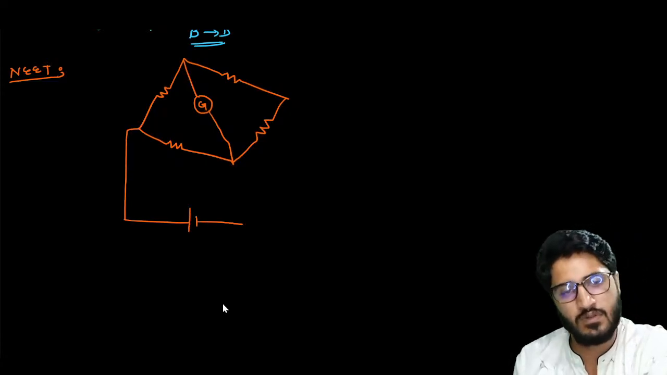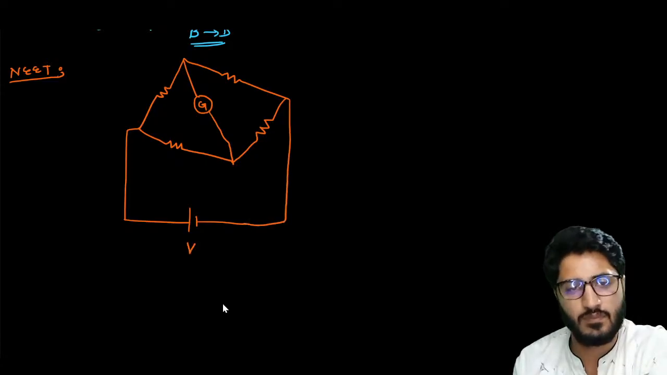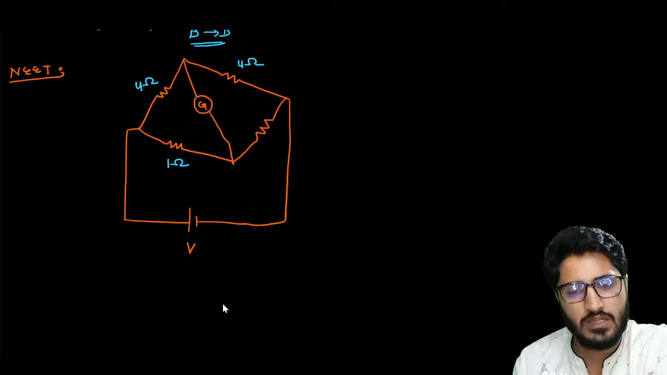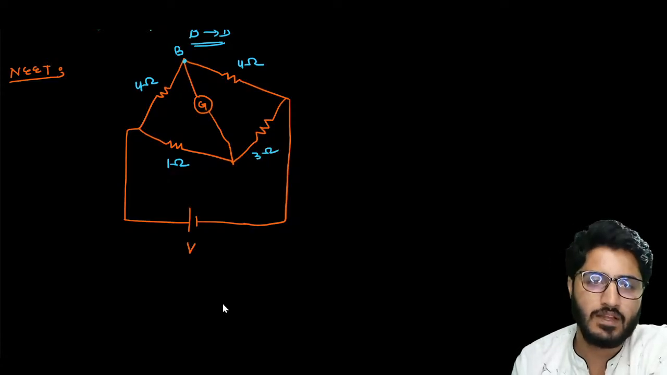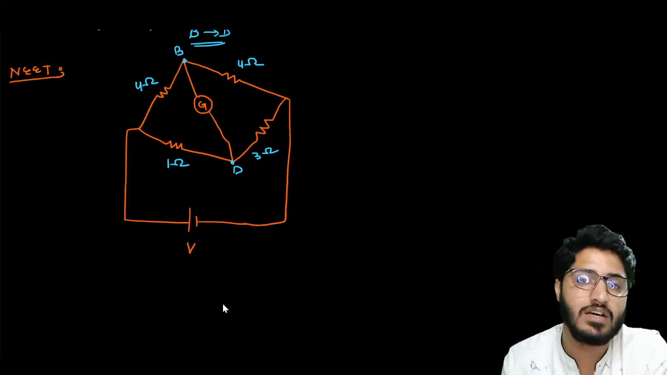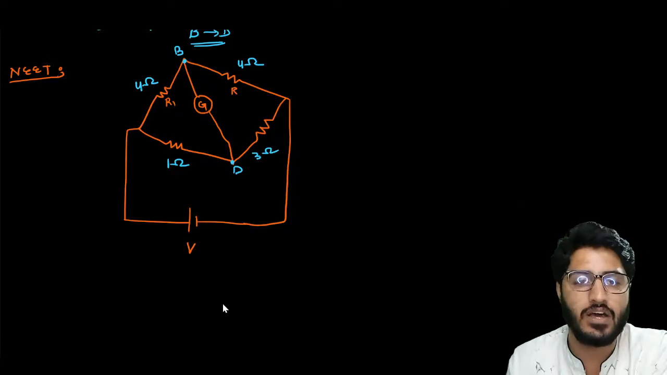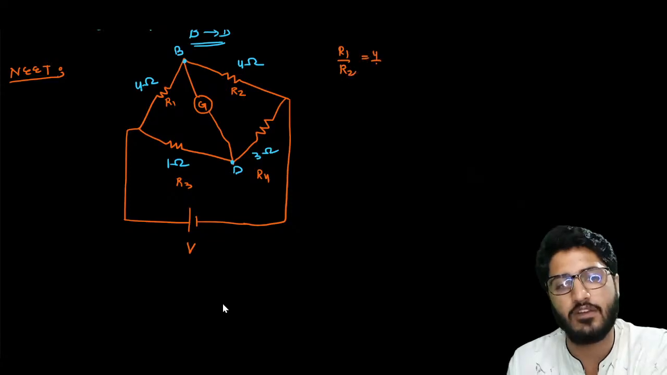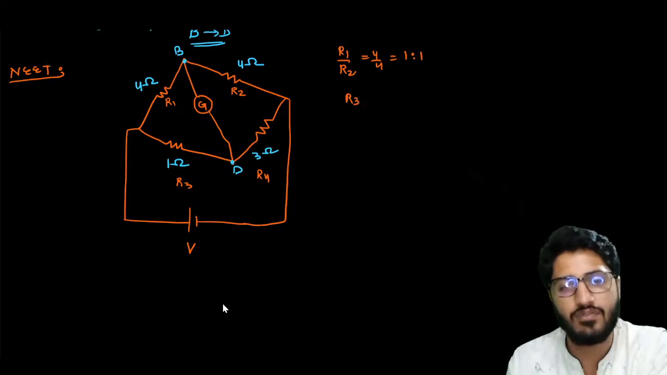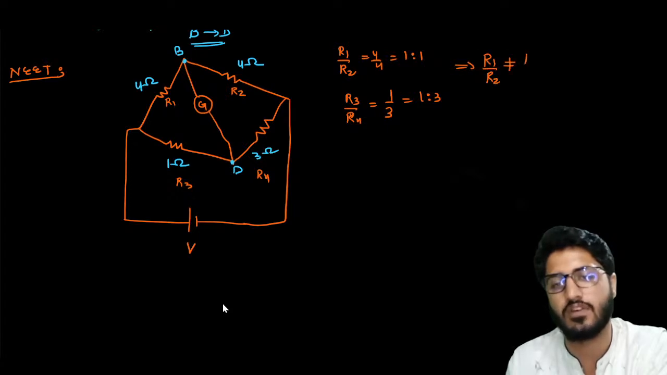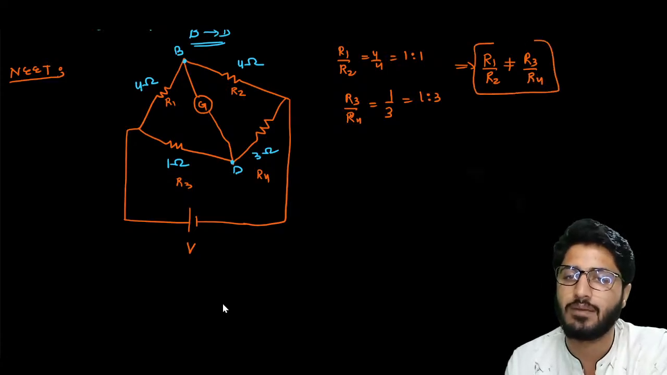Look now, this one is my circuit. The resistance of this one is 4 ohm, this one is 4 ohm, this one is 1 ohm, this one is 3 ohm. This point is B, this point is G. Now comment on this figure. We have labeled them R1, R2, R3, R4. R1 by R2 equals 4 by 4, that is 1:1, and R3 by R4 equals 1 by 3, that is 1:3. So R1 by R2 is not equal to R3 by R4. This is a pure case of unbalanced.